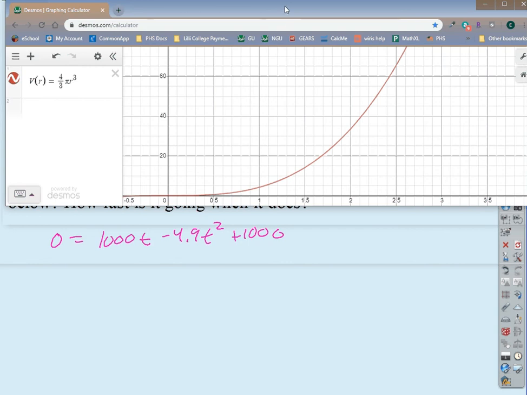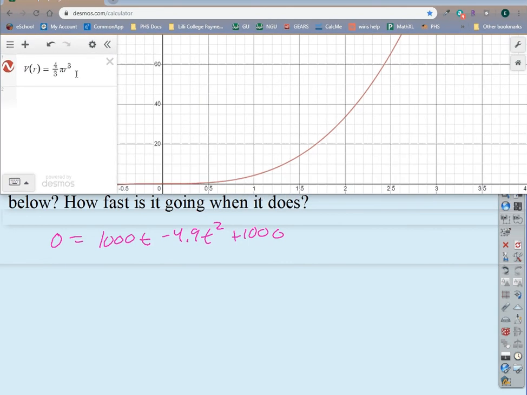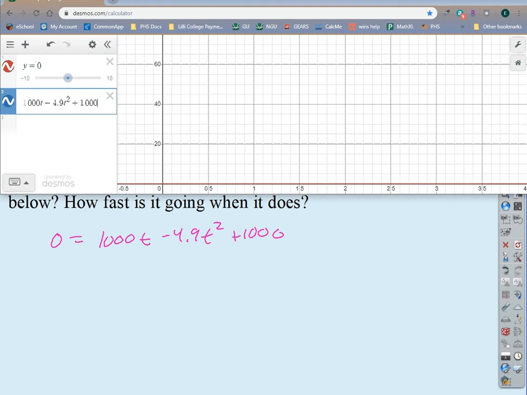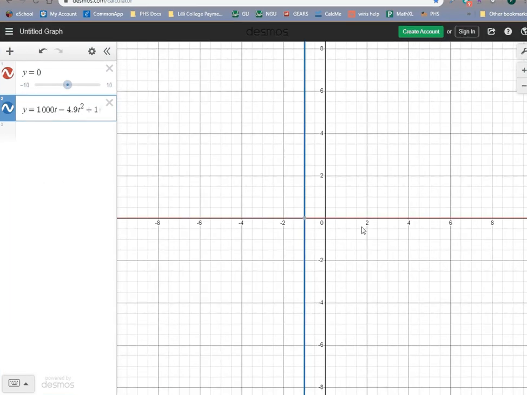Okay, so we're going to solve that equation right there, right? Remember, we've got a great trick. When we're numerically solving using technology, we just set y equal to the left side and y equal to the right side. So I've got y equals 0, which is just the x-axis. And then I'm going to have y equals 1,000t minus 4.9t squared plus 1,000, and then I just need to zoom out and find all the places where that intersects 0, right?